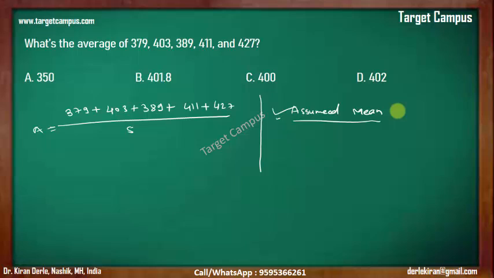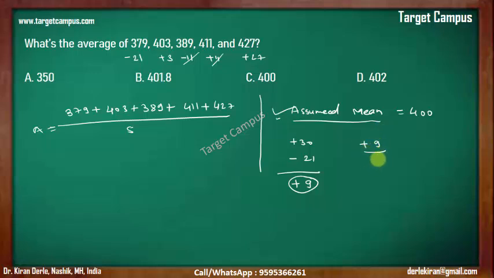Let's see. Let's assume the mean as 400, so our assumed mean is 400. Now how far is each number from 400? This one is minus 21, this number is plus 3, this is minus 11, this is plus 11, and this is plus 27, right? We have to add up all these deviations, positive and negative. The plus 11 and minus 11 cancel out. What remains is plus 30 and minus 21, so this addition is plus 9. So the net deviation is plus 9.